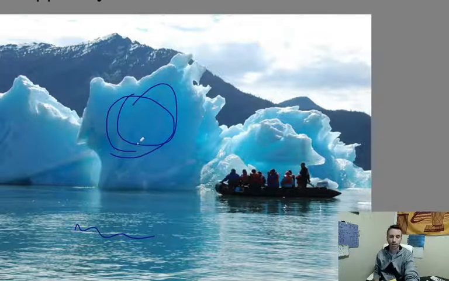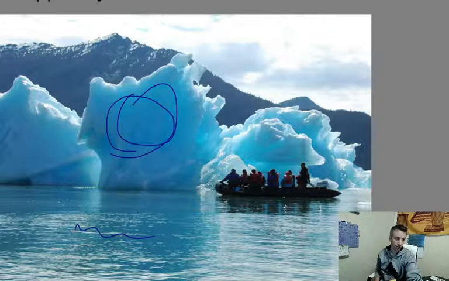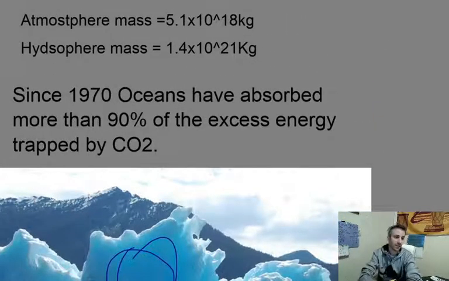So while you might not recognize a very large temperature increase, when people say that the global temperatures have increased, they're usually talking about air. But I really don't like that they talk about air temperatures. Instead, we should be focusing on glacial melt and ocean temperatures, because that is where all of the energy is going. Take a look. Since 1970, oceans have absorbed more than 90% of the excess energy that has been trapped by CO2. More than 90%. The oceans are a massive heat sink.